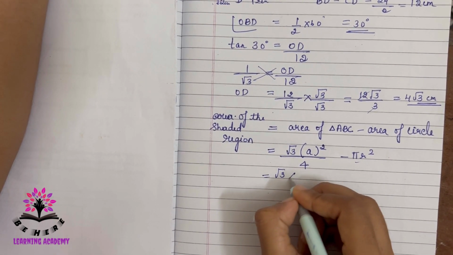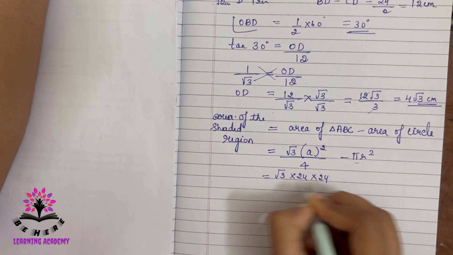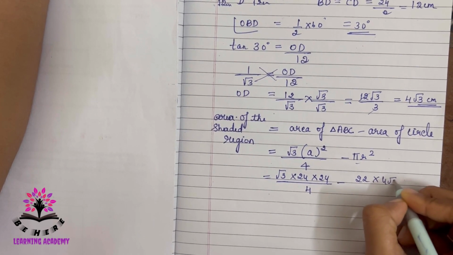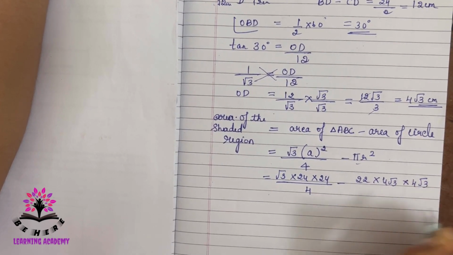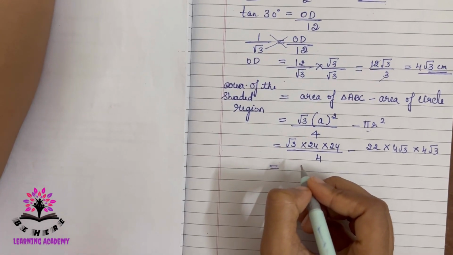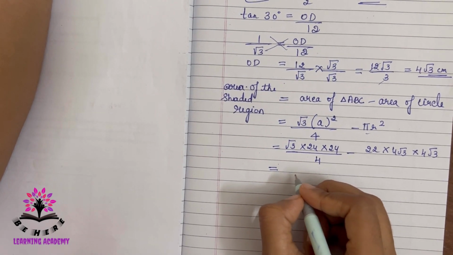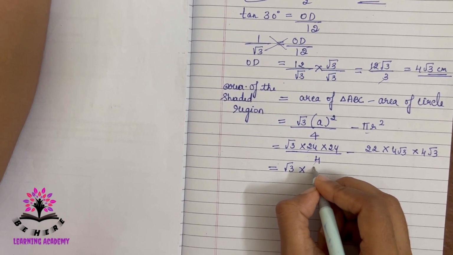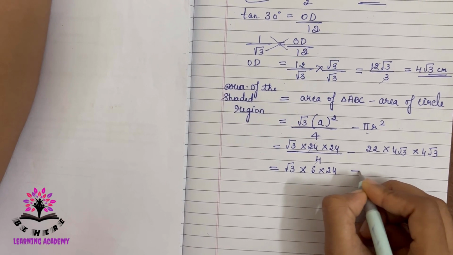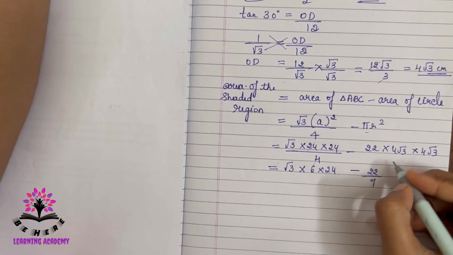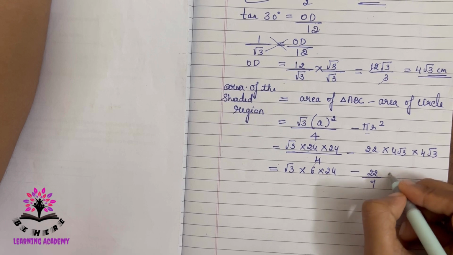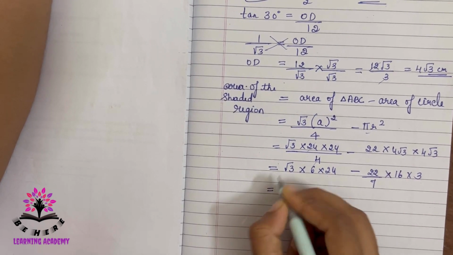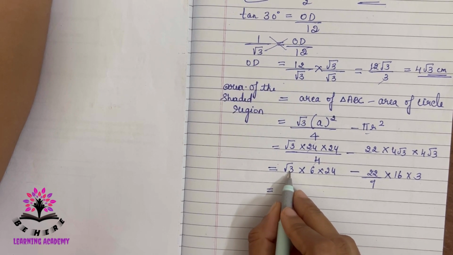So root 3 into 24 into 24 divided by 4, pi is 22 by 7, into 4 root 3 multiplied by 4 root 3. Further substitution: while substituting we'll get root 3 into, here I'll cancel the term, it will be 6 into 24 minus 22 by 7, 4 into 4 is 16, root 3 into root 3 will be 3.